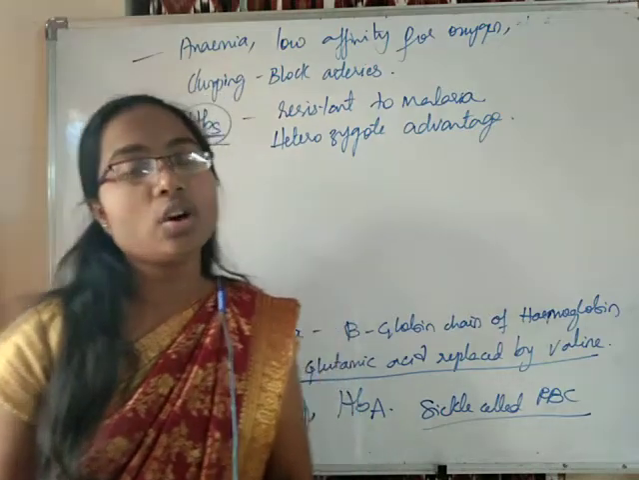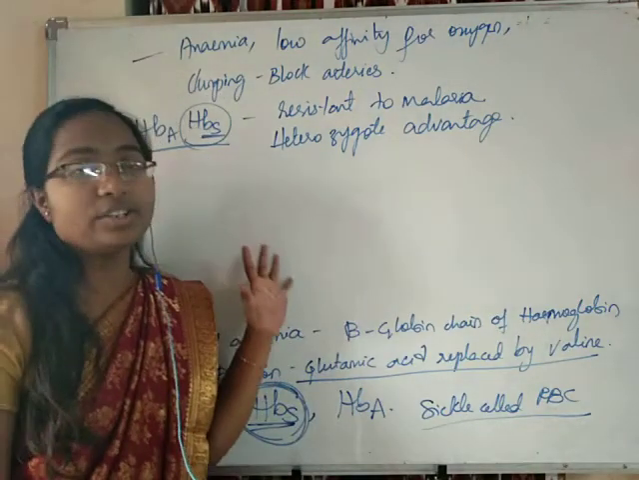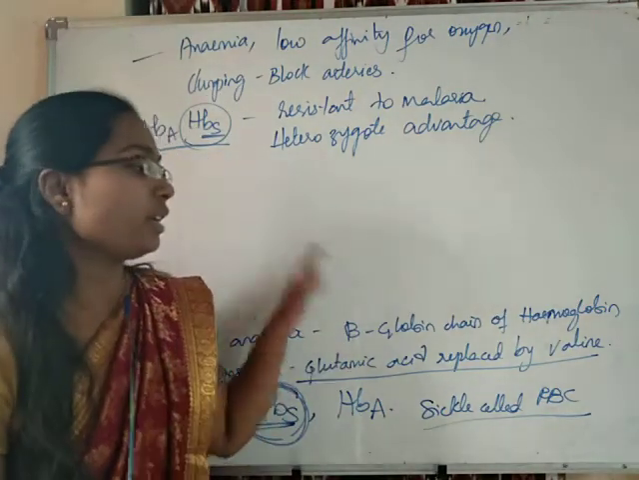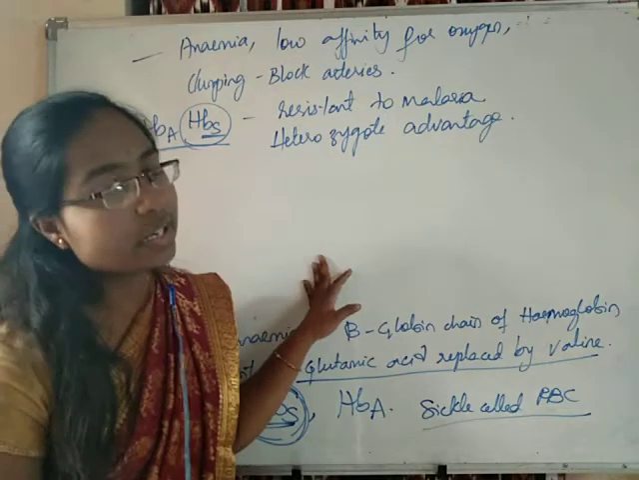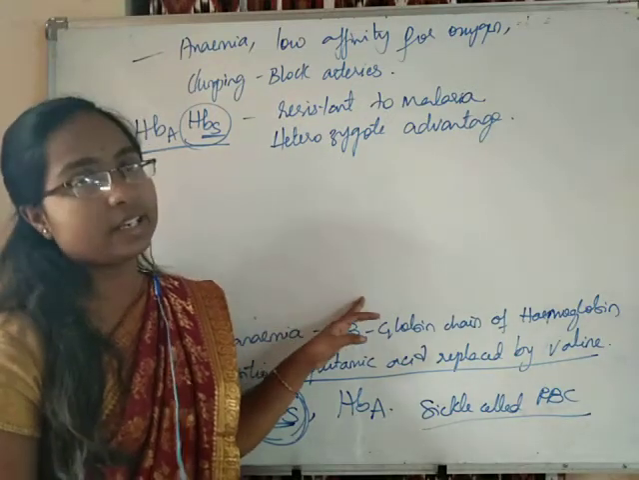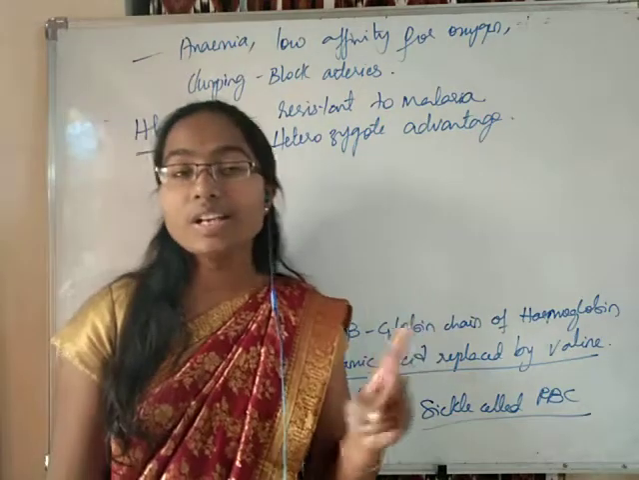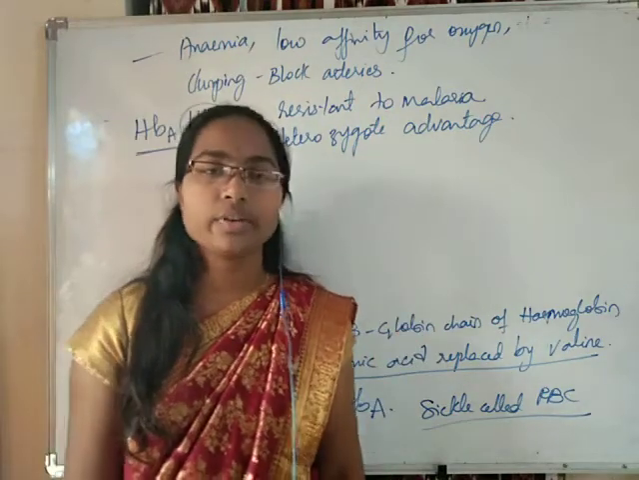So, this is all about pleiotropy. Here we have learned two examples, phenylketonuria and sickle cell anemia. In both, one gene is affected and many phenotypic effects are caused.